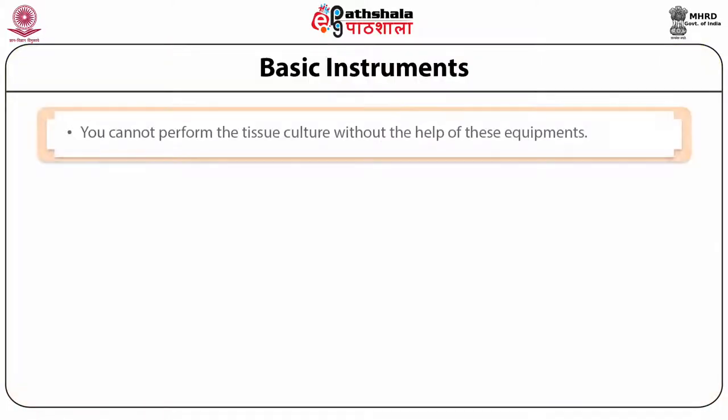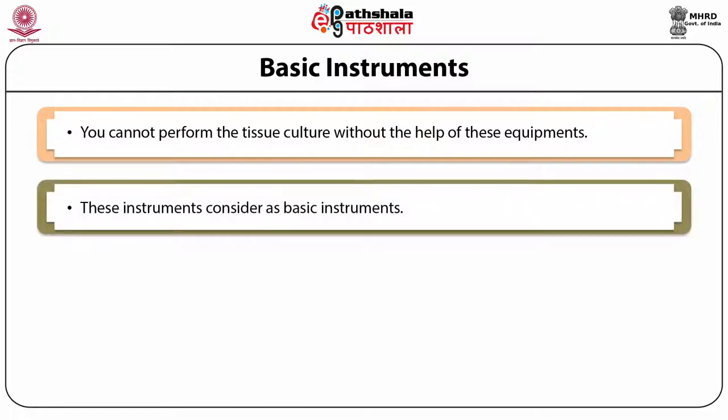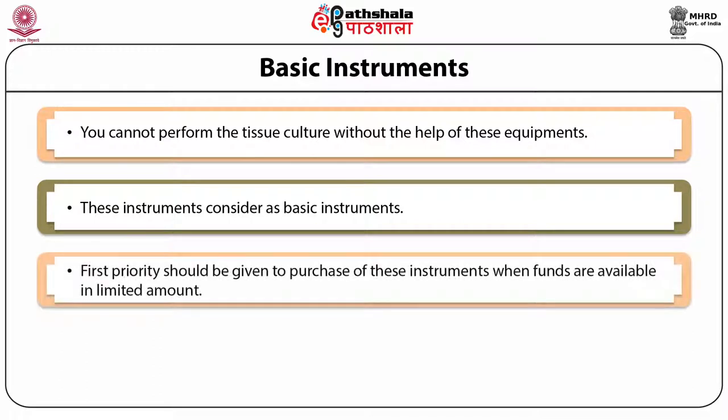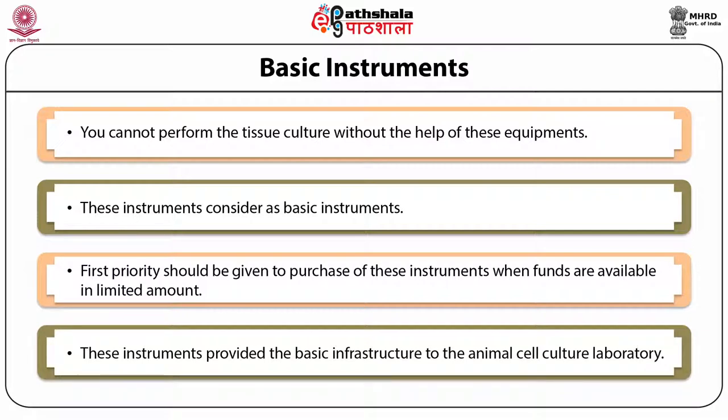Basic instruments. You cannot perform tissue culture without the help of certain equipment. This equipment is known as basic equipment. These are considered basic instruments because they provide the basic facilities to your laboratory, without which no work is possible. The first priority should be given to purchasing these instruments if funds are available in limited amount. These instruments provide the basic infrastructure to animal cell culture laboratories and should be purchased first to perform the basic work.